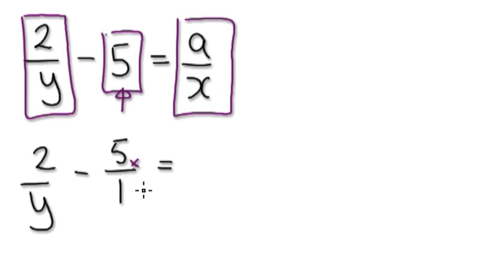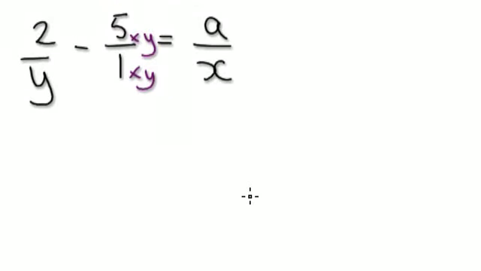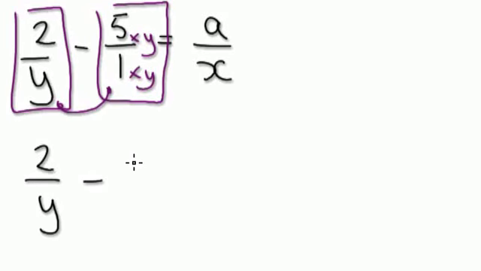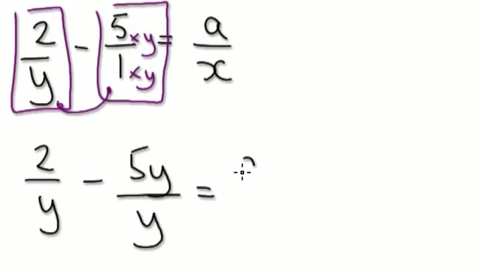So now times top and bottom here by y, because we are trying to merge the two fractions together so that we can take the reciprocal. Because in order for you to use the reciprocal move, you can only have one fraction. At the moment, we've got 2. So let's merge these two fractions together. So this would be 2 over y minus 5y over y. This would be a over x.